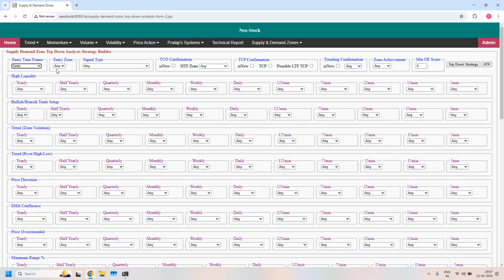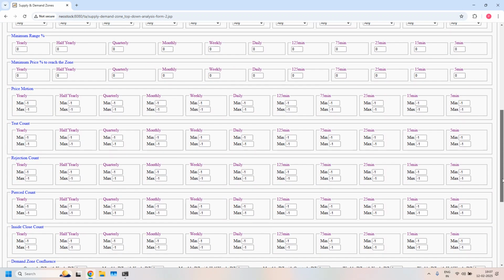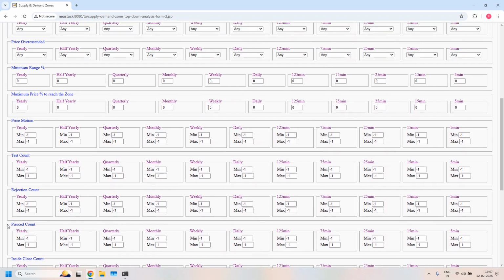Entry time frame 5 minutes, entry zone, supply zone. In bullish or bearish trade setup at 5 minutes, I am selecting bearish, and 5 minute supply zone should not be pierced. So in the pierced count at 5 minutes time frame, I am setting minimum value 0, maximum value 0. That means this 5 minute supply zone is not pierced.